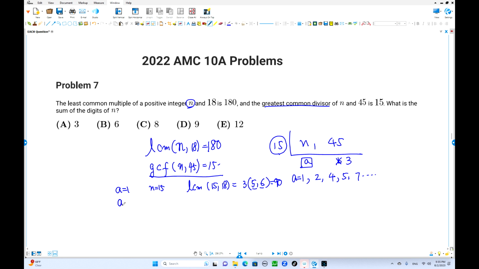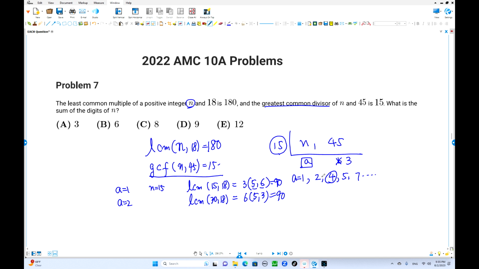Now check out the next one. When a is 2, n is 30, right? So the LCM of 30 and 18. The common factor is 6 over here, but inside is 5 and 3. When you multiply all these numbers, still 90. That is not 180, okay?